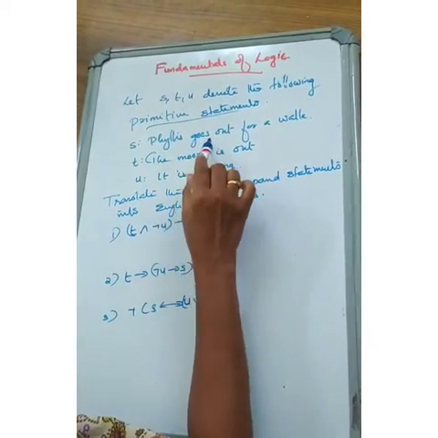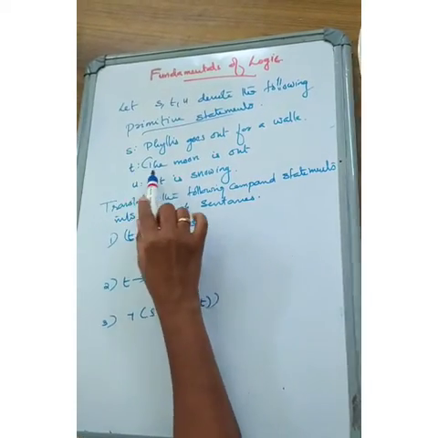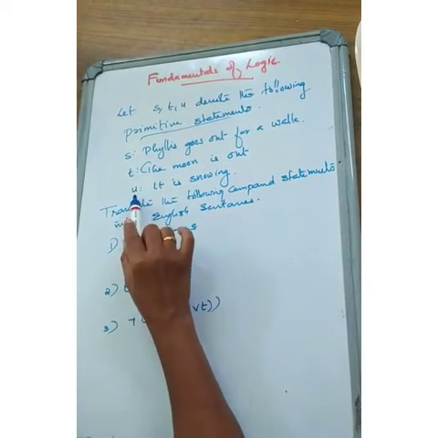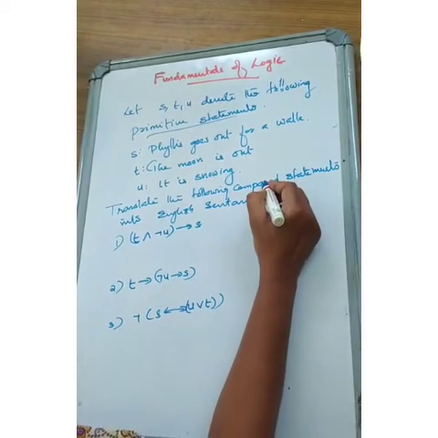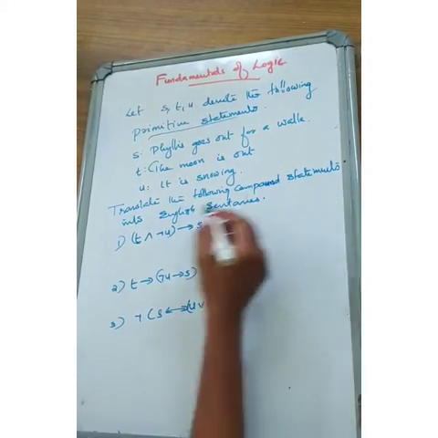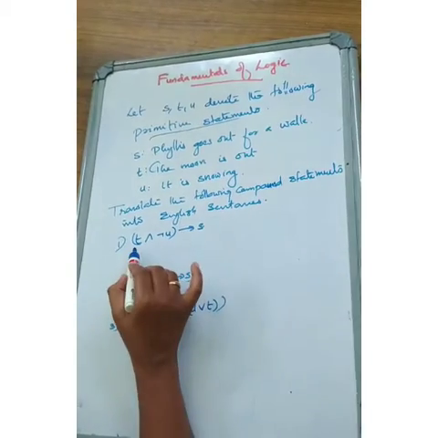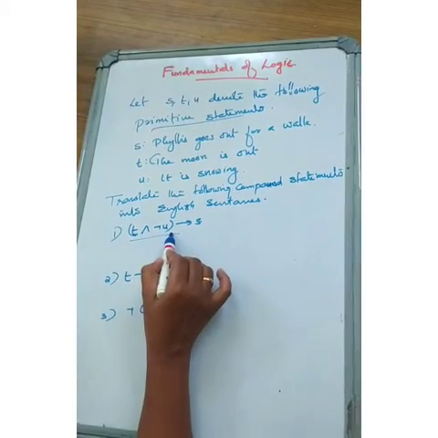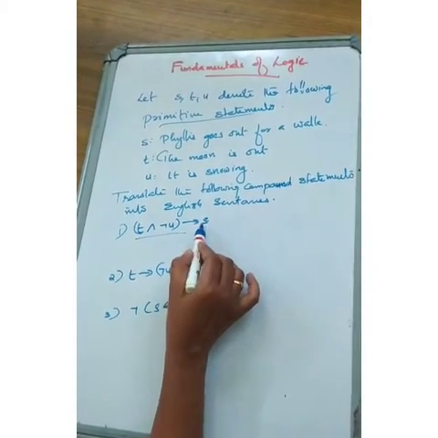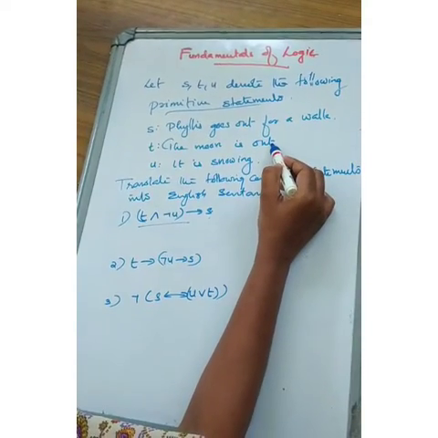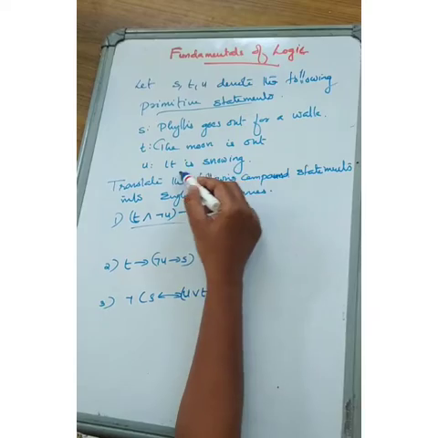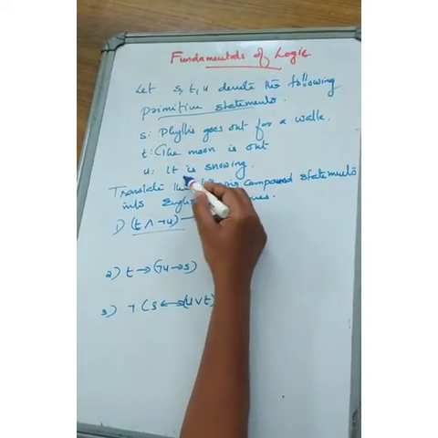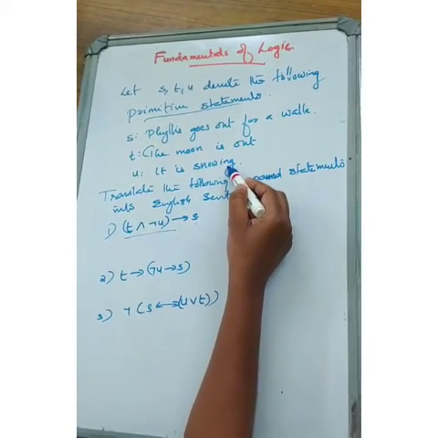S denotes Phyllis goes out for a walk, T denotes the moon is out, and U denotes it is snowing. Translate the following compound statements into English sentences. The statement is T and negation U implies S. What is T? The moon is out. And what is U? It is snowing. So the negation U is it is not snowing.